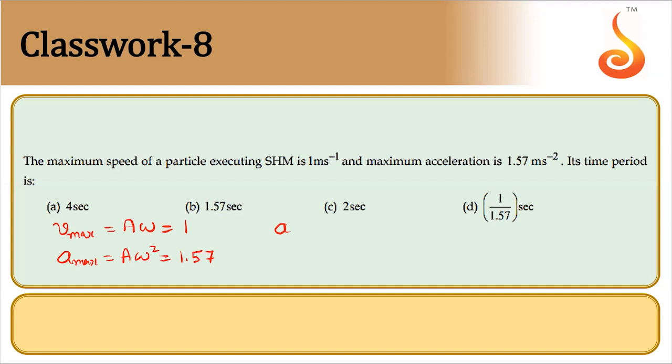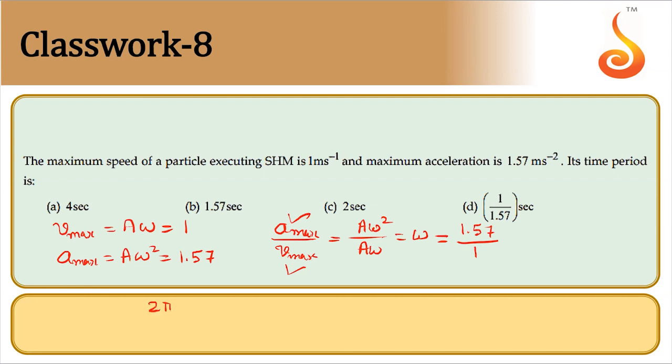So if I take a maximum by v maximum, I'll get A omega square divided by A omega, that is equal to omega, right? So what is this omega? A maximum divided by v maximum. Substitute for these two. A maximum is 1.57, v maximum is 1. So omega is 1.57.